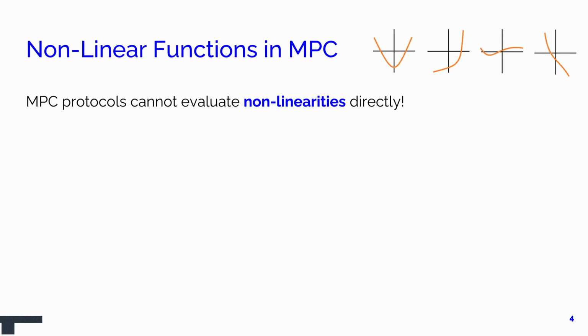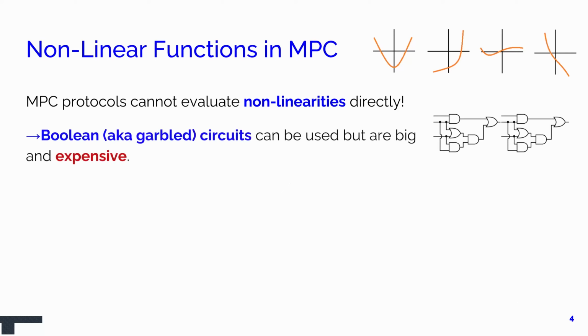The bottleneck in MPC is when we try to evaluate some nonlinear functions, and these are quite useful for machine learning, unfortunately. Here I'm talking about logarithms, GELU, activation functions, and so on. One way to evaluate these nonlinearities is to encode them as circuits, and then evaluate the circuit. But this has to be very large and ends up being quite expensive. So let's rule this out.